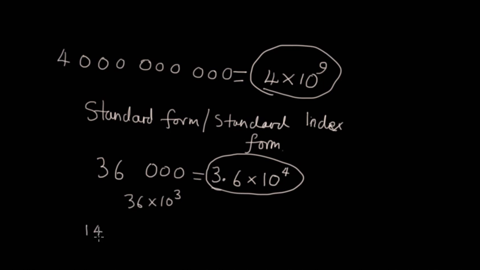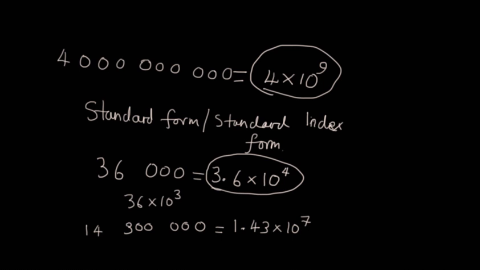Or we could have this 1, 2, 3. So this would be 1.4, 3, 1, 2, 3, 4, 5, 6, 7 times 10 to the power 7.